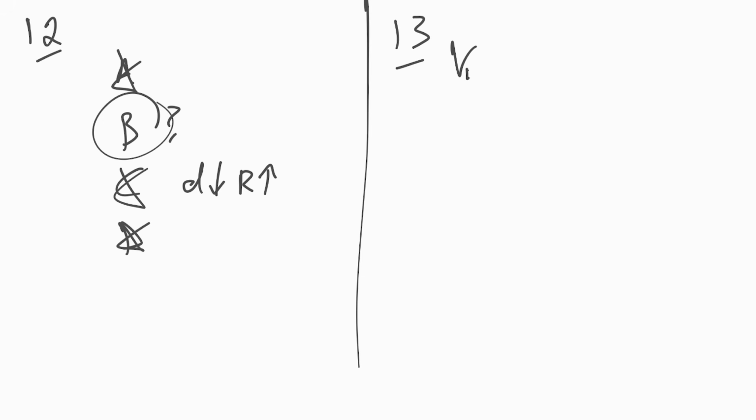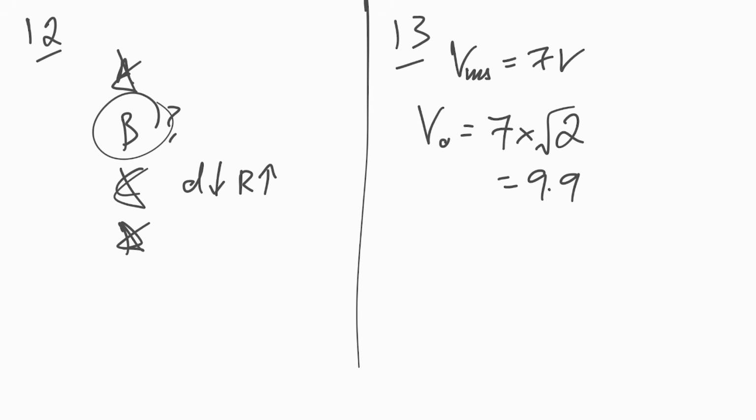13. A signal generator supplies a sinusoidal root mean square. Okay, so VRMS is 7 volts. The screen has 8 vertical divisions. Which volts setting will display the tallest complete waveform? Okay, so we know that at peak voltage the conversion factor is root 2, so 7 times root 2 gives us 9.9, so just below 10, fine.